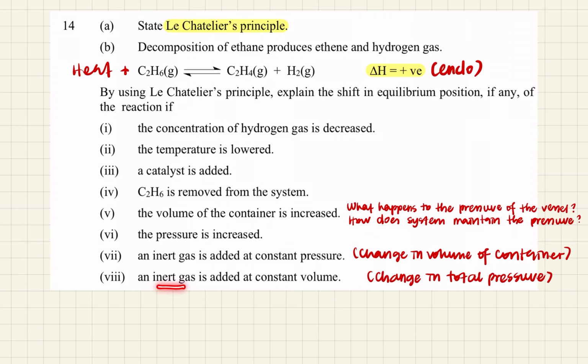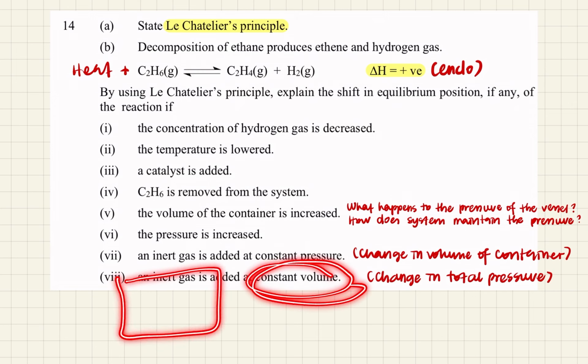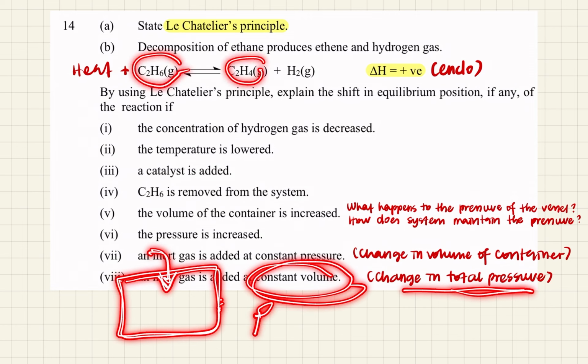Next, bila inert gas is added at constant volume. So constant volume means that awak punya bekas tu tak berubah dia punya volume. Therefore, there will be a change in total pressure when you add in more gases. Okay, so for this one, when you add inert gas at constant volume, what will happen to the partial pressure of your substances involved in the reaction? Maksudnya awak punya ni, these gases, what will happen?